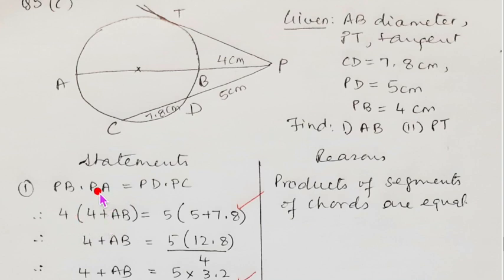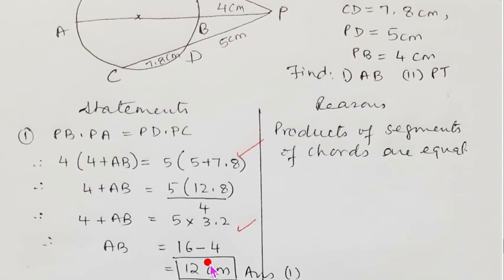So we write 4. How much is PA? PA is from here to here. That is AB plus PB. So that will be 4 plus AB, yes, is equal to PD. How much is PD? 5. And how much is PC? This full thing means 7.8 plus 5. Can you see that? So that will become 12.8 over here. So now I have taken this 4 and rather than opening the bracket, I have brought this 4 here. Why did I bring that over here? Because 4 is dividing 12.8.